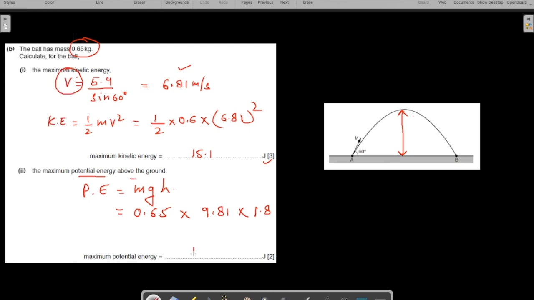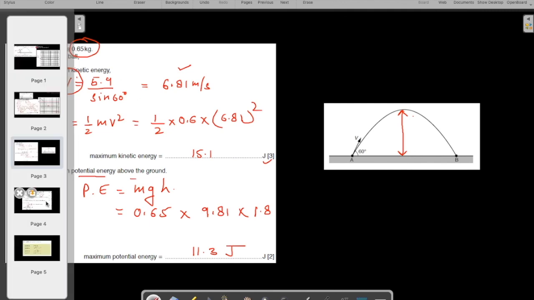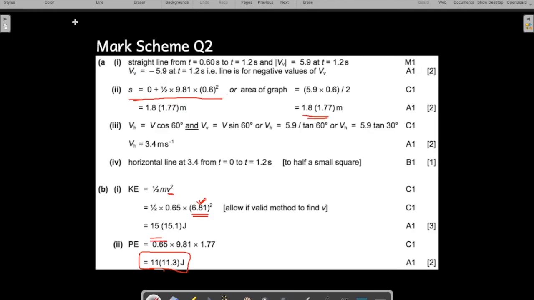Alright. So this was your question. Another question on SUVAT equations. Here is your mark scheme. I'm opening and keeping the mark scheme open for you all to go through it and understand the mark scheme as well.